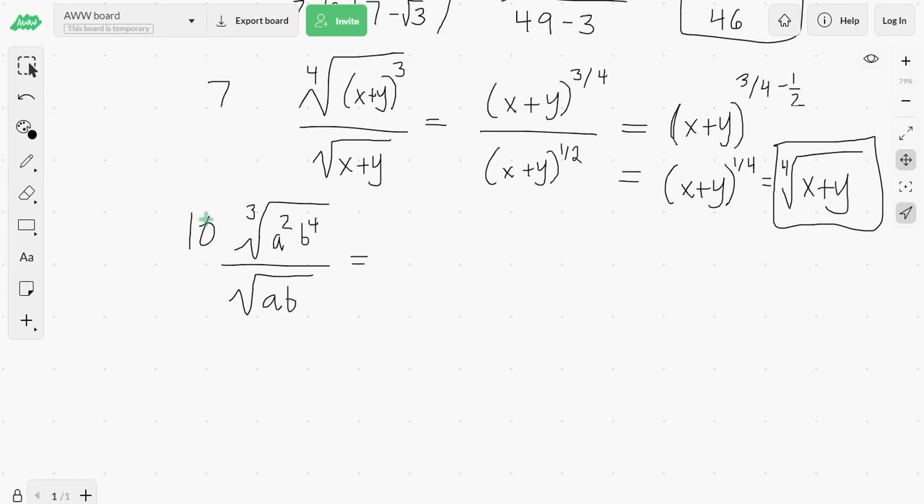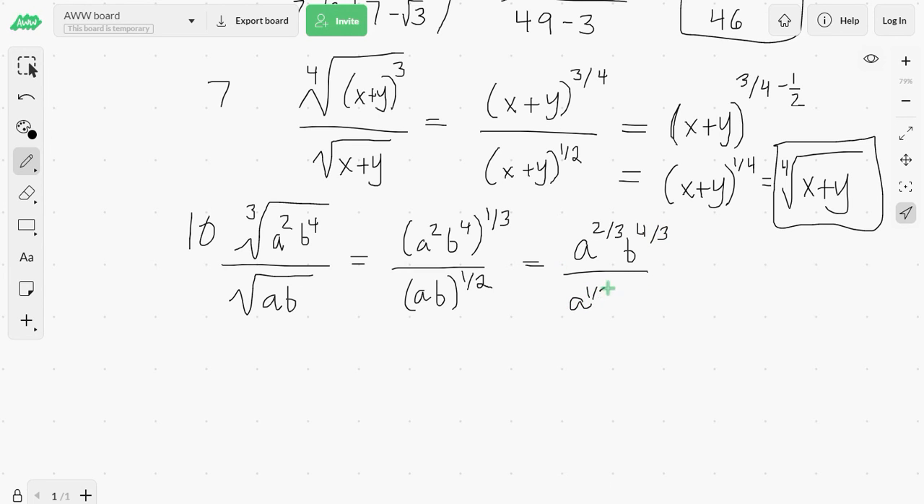Like in the last problem, let's go ahead and get it from radical form to exponential form. So radical form to exponential form, we would have a squared b to the 4th raised to the 1/3 power over ab raised to the 1/2 power. We'll apply the properties of exponents to give us a to the 2/3 times b to the 4/3 over a to the 1/2 b to the 1/2.